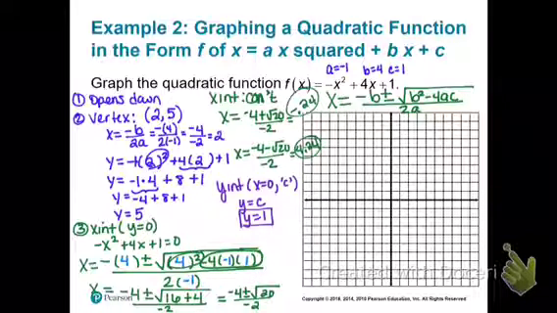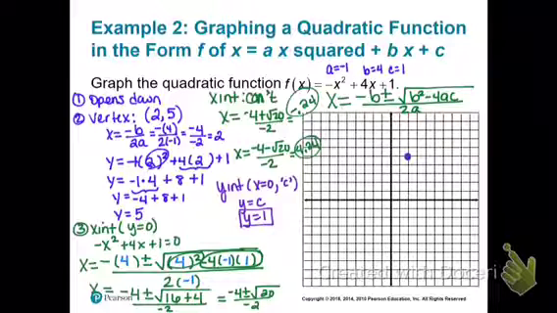All right, so when I go through here, let's plot our vertex. So 2, 5: go to the right 2, up 5. Plot your x-intercepts. Where'd you get 2 from? It's right there on step 2. It says the vertex is 2, 5.